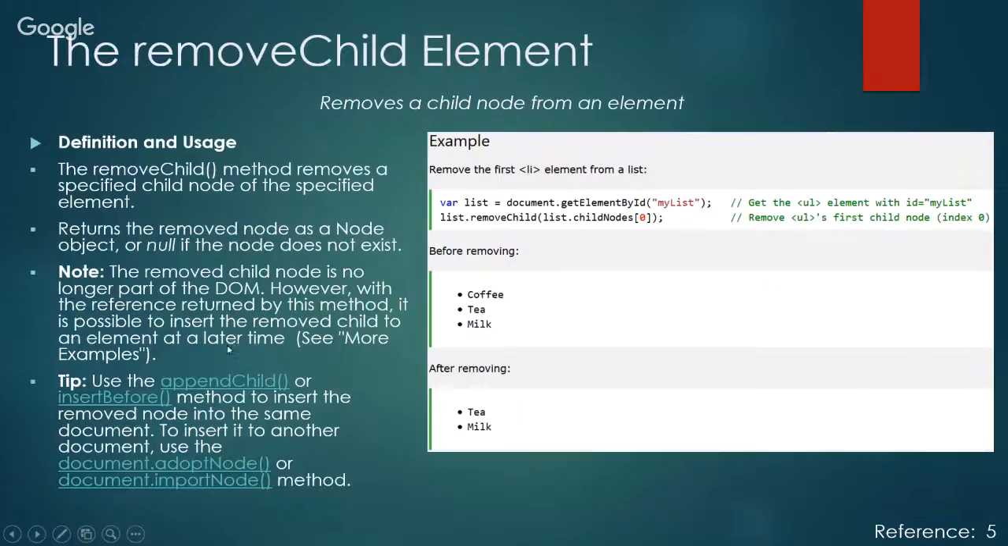removeChild, kind of similar, is going to remove a child node from an element. So likewise, if we had listed Moroni twice, we could use that to remove an element. Not exactly sure what else we would use this for. I'm sure there'll be lots of opportunities to use it. It returns the removed node as a node object, or null if the node does not exist. The removed node is no longer part of the DOM. However, with the reference returned by this method, it is possible to insert the removed node into an element at a later time.